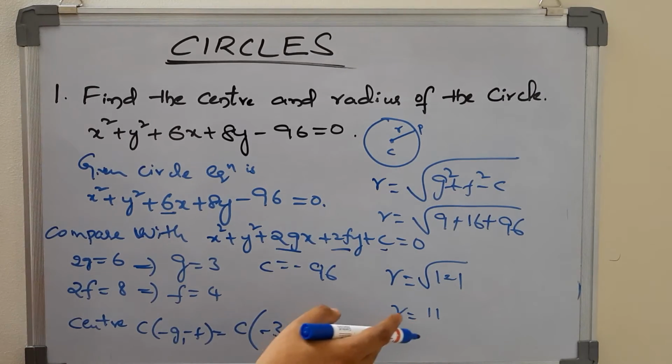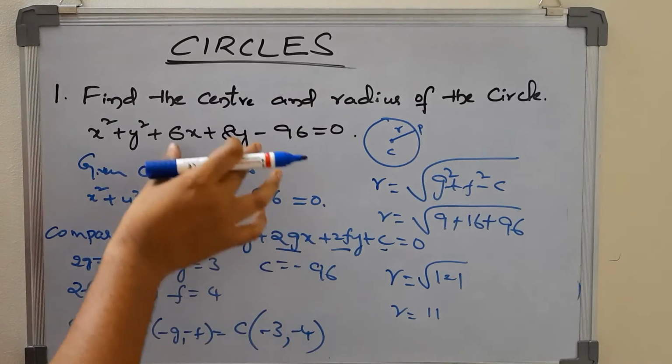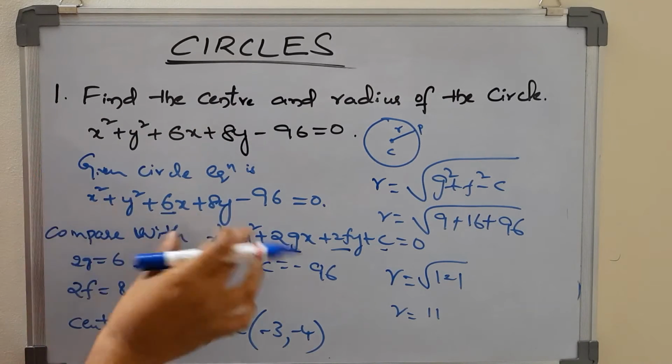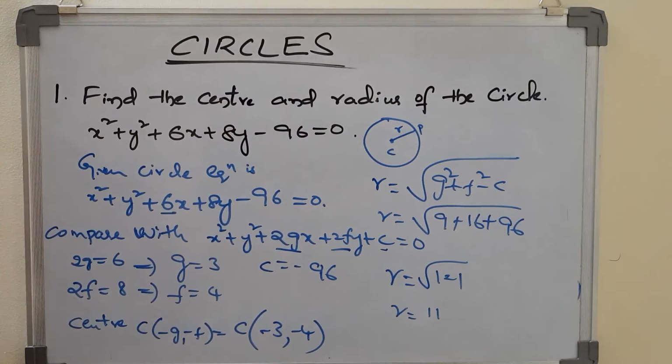In this way we are going to find the center and radius of the given circle. First of all, you have to compare the given circle with the general form of the circle, so we can find the center and the radius. Let's see one more problem.